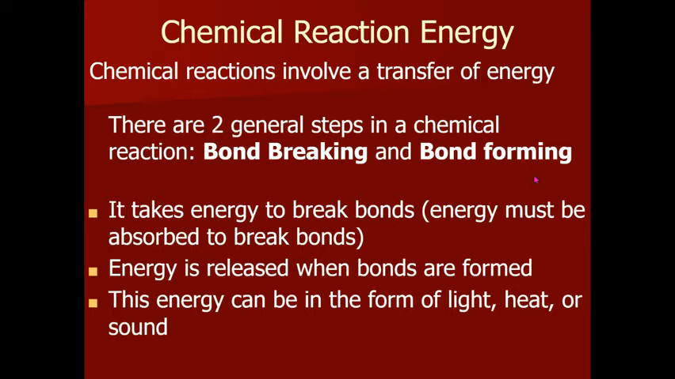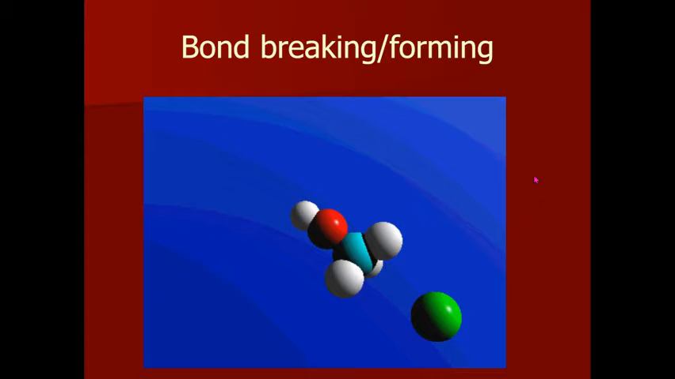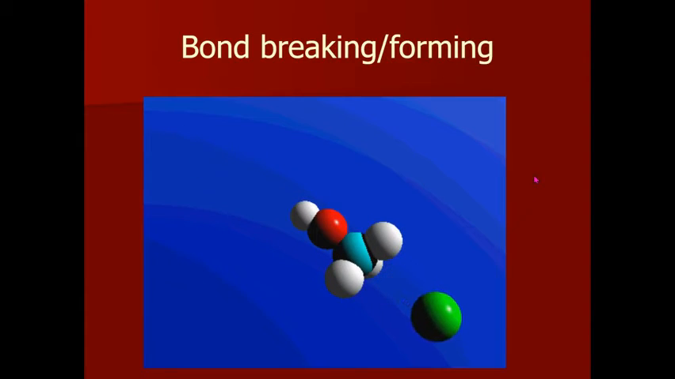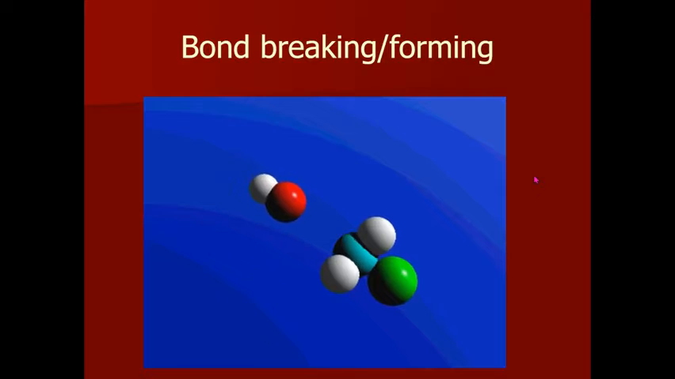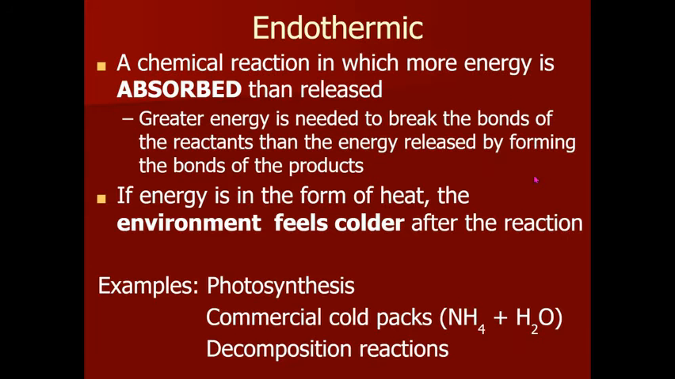So there's always two steps. First, in a chemical reaction, bonds have to be broken, and then new bonds have to be formed. And this is kind of an example. It doesn't always happen in this order, but you can see in this chemical reaction, we have some new bonds forming and some bonds breaking. And because both of those processes are energy absorbing and releasing, breaking bonds and forming bonds, that leads us into this concept of having endothermic and exothermic reactions.